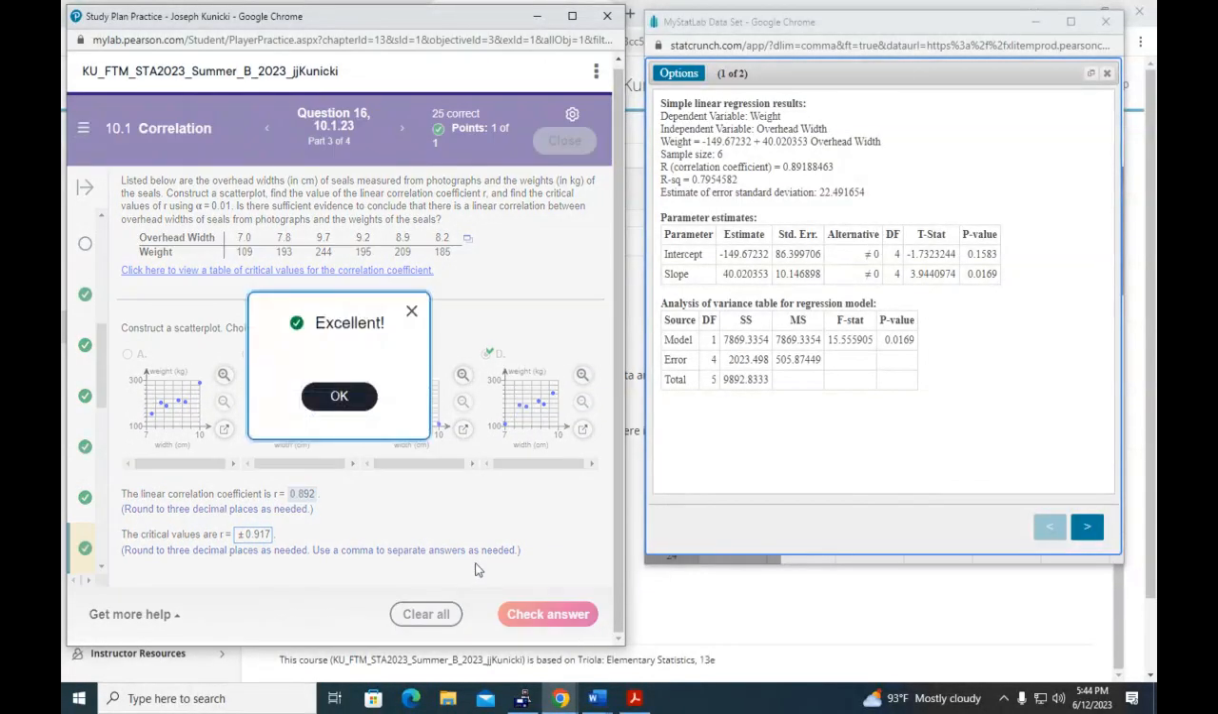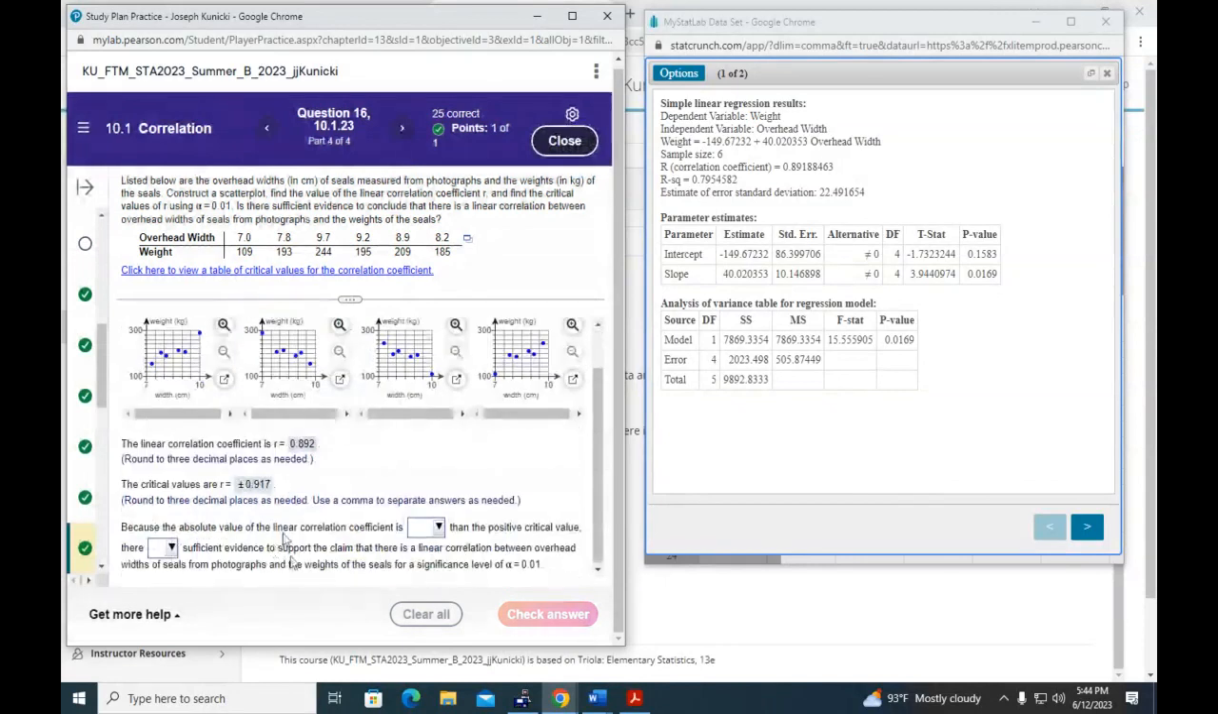How did you type in that plus minus? When you open this up, it pops up down below. Oh, okay, there's a menu. Or you can write .917 comma minus .917. They tell you to put a comma to separate values, but they'll also accept plus or minus.